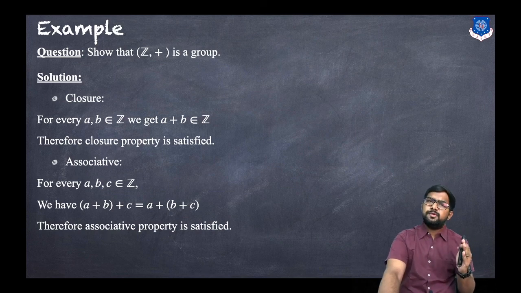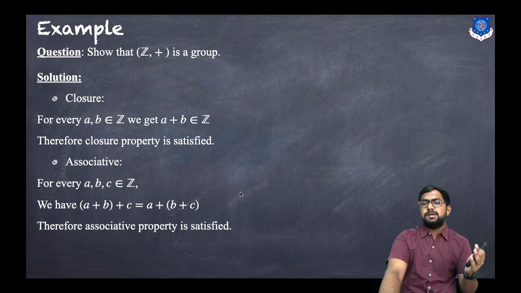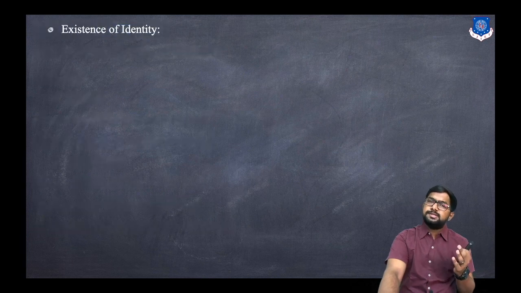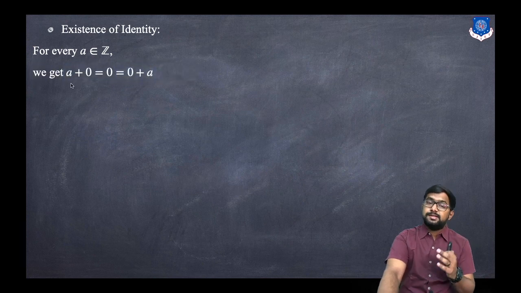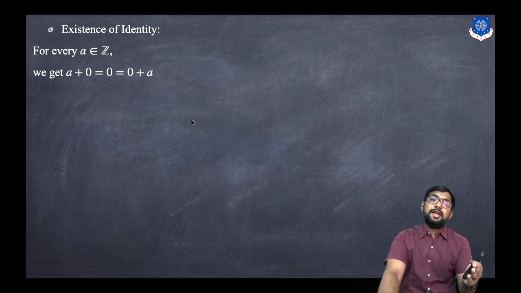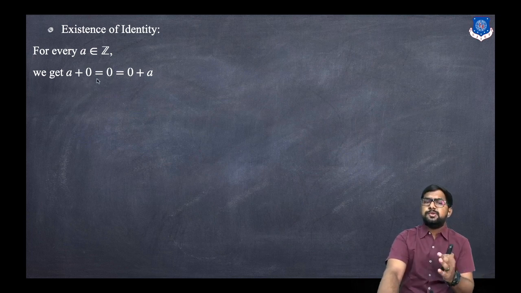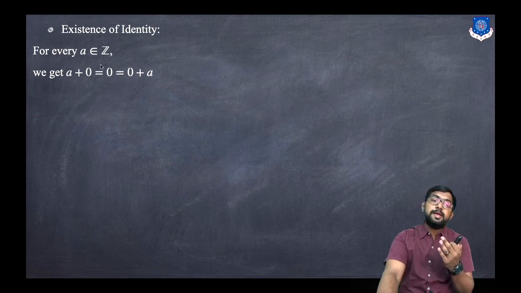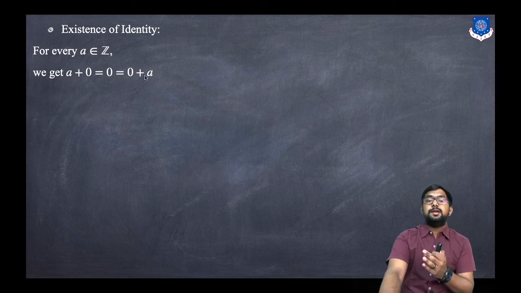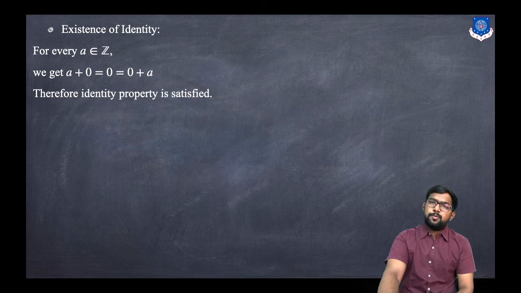We have already discussed this type of sums in previous sessions. Now existence of identity. For every a belonging to Z, we get a + 0 = a = 0 + a. That means some element plus the identity element gives the same element. Here the identity element is 0. Therefore the identity property is satisfied.